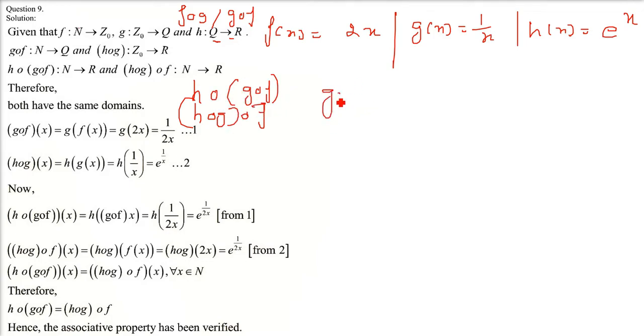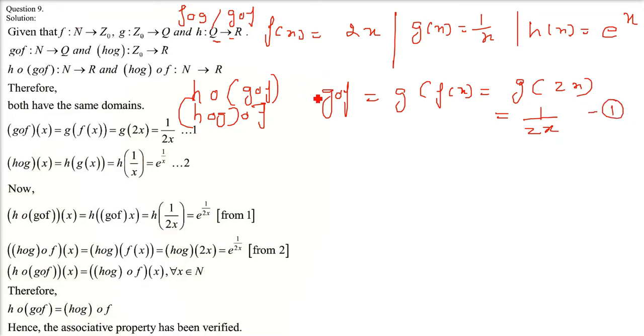What is gof? g of f(x). What is f(x)? f(x) is 2x. Put it here, g of 2x. Now g of 2x, so you put 2x in g(x). So 1 by 2x. This is your gof. Now gof is found out. Now we'll use it for h, but first let us find out hog.